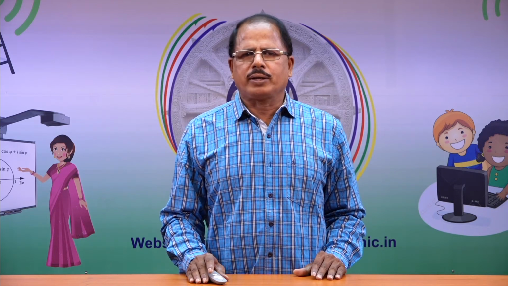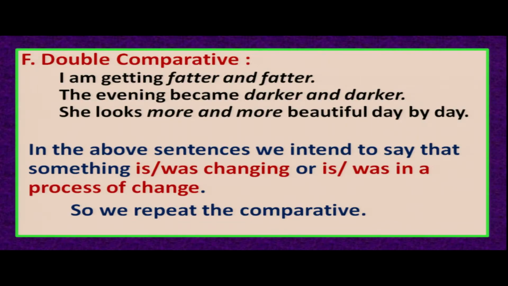The evening is becoming or became darker and darker. Right? She looks more and more beautiful day by day, more and more beautiful. We know that beautiful is a longer adjective, so we do not add er to it, we use more and more, so here we continue a process, a changing process. So she looks more and more beautiful, day by day she looks more beautiful. So in the above sentences we intend to say that something is or was changing or is or was in a process of change. So we repeat the comparative degrees of adjectives.